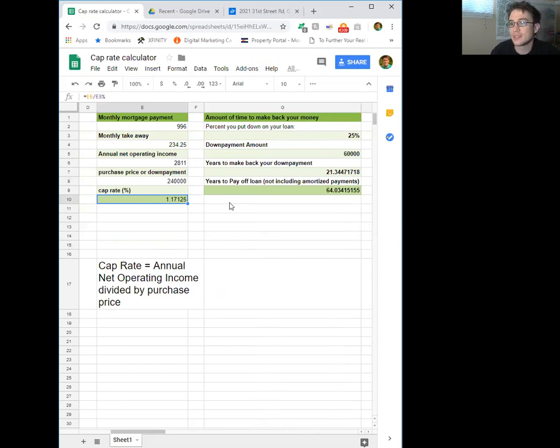So these smaller houses aren't that great. The higher unit properties are a little bit better for cash flowing, just because you get more of an economy of scale when you have 4 or more units in a house. And so, yeah, that sums up cap rate.